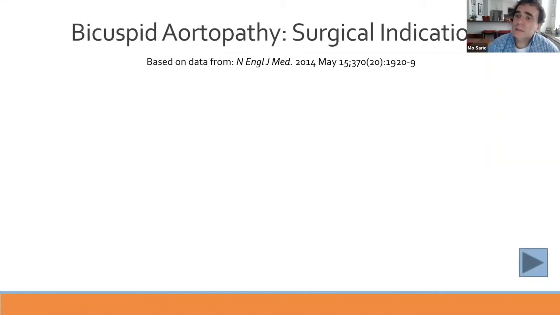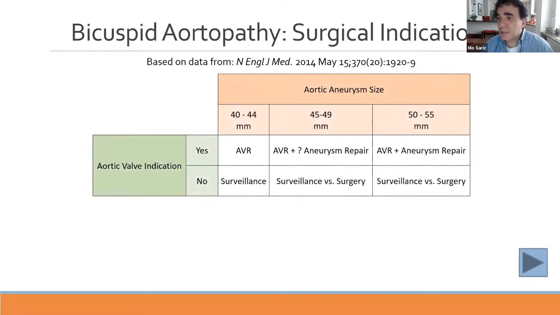Once we establish the diagnosis of bicuspid aortopathy, we may consider surgical indications. And these are from the New England Journal of Medicine 2014 summary. And actually you can see whether we intervene and when we intervene depends not only on the presence of the bicuspid aortic valve, but also the aneurysm size.